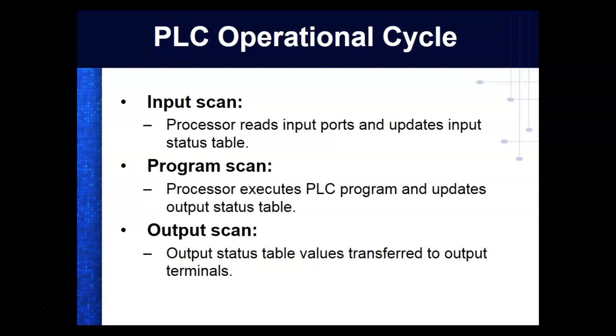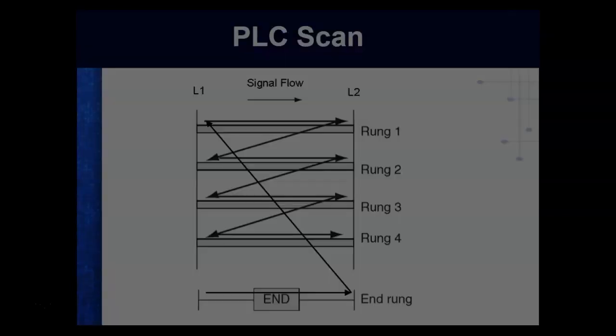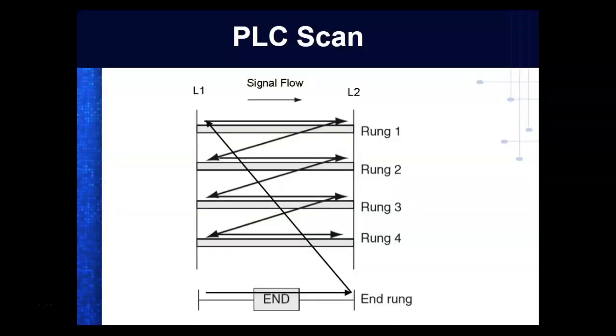Input scan: the processor reads inputs and updates the input status table. The processor executes the PLC program and updates the output status table. Output status table values transfer to the outputs. This is why, if you duplicate an output, the last one in the rung is controlling that output. None of the other ones make any difference. We're not going to look at that. So this is a basic scan of a PLC. And what does it just constantly do? It just constantly loops.